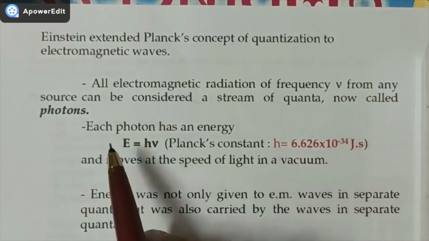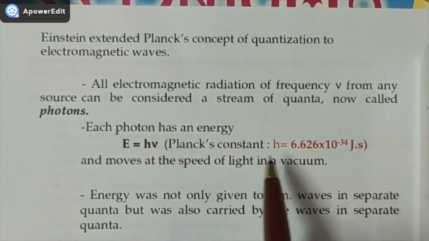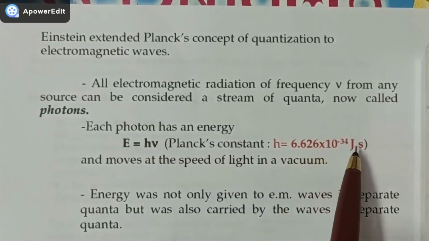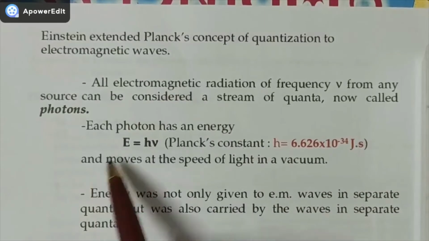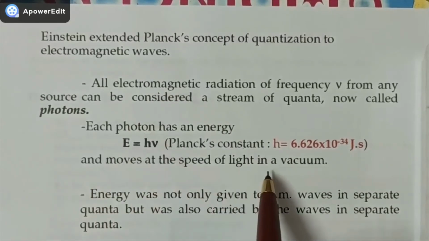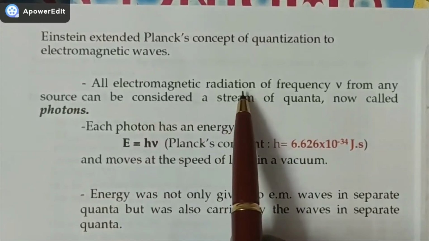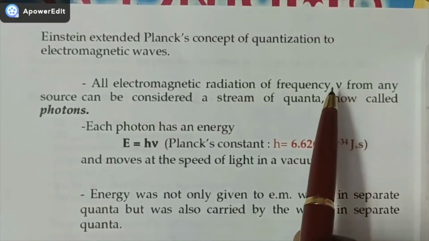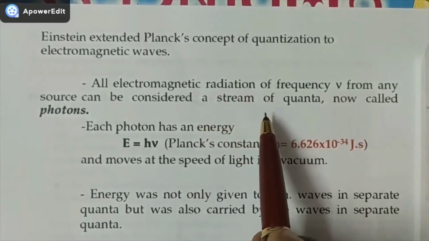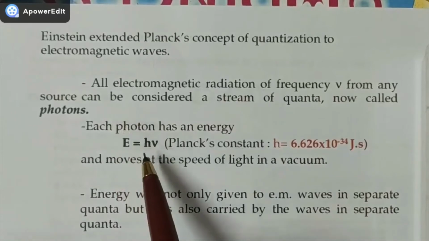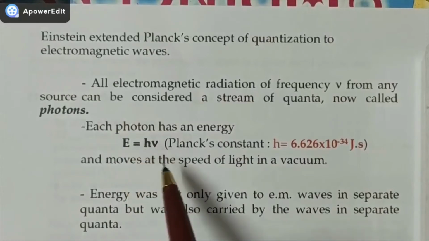Each photon has an energy E equal to h nu, where h is the Planck constant whose value is 6.626 × 10⁻³⁴ joule second, and nu is the frequency of that electromagnetic radiation, and that photon moves at the speed of light in vacuum. So Einstein said that electromagnetic radiation of a certain frequency nu is not a wave, it is made up of quanta, known as photons, and each quantum carries energy h nu and moves with the speed of light in vacuum.